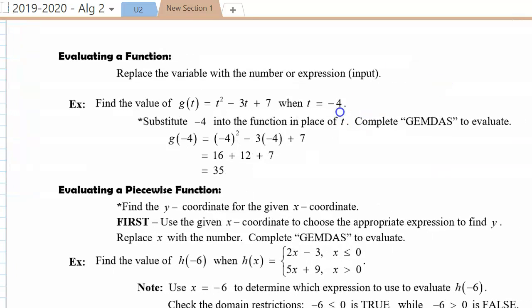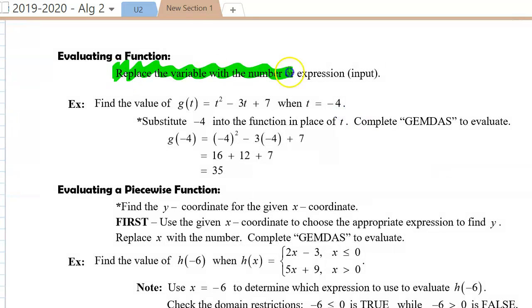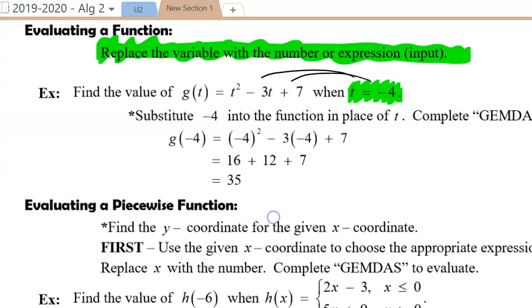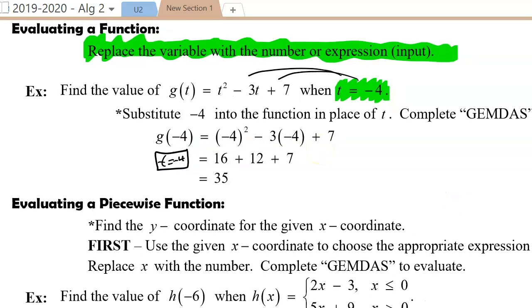On the back, evaluating functions. Remember, evaluating a function simply means we are replacing a variable with a number or expression. In this example, when I say t is equal to negative 4, that means we substitute negative 4 everywhere we see a t in the original expression. There's a shortcut way for writing this: g of negative 4, which again just means t is equal to negative 4. We substitute it in, use our order of operations, PEMDAS, to simplify, and we get an answer of 35.